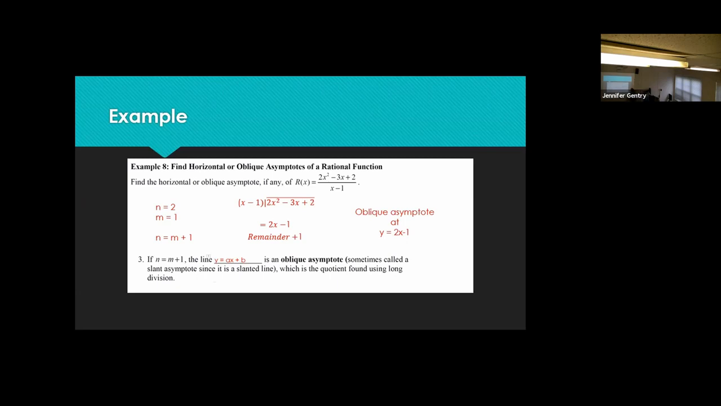The last slide I have here is I actually took this and graphed it so you can see what it looks like. So here is my 2x squared minus 3x plus 2, all divided by x minus 1, in red. My oblique asymptote is at 2x minus 1. That's that blue line. Do you see how they're getting close to it, but they're never going to cross it? You can also see here what oblique means. It's a slanted line. It can be negative, can be positive, doesn't matter. It just means it's not completely horizontal, it's not completely vertical.